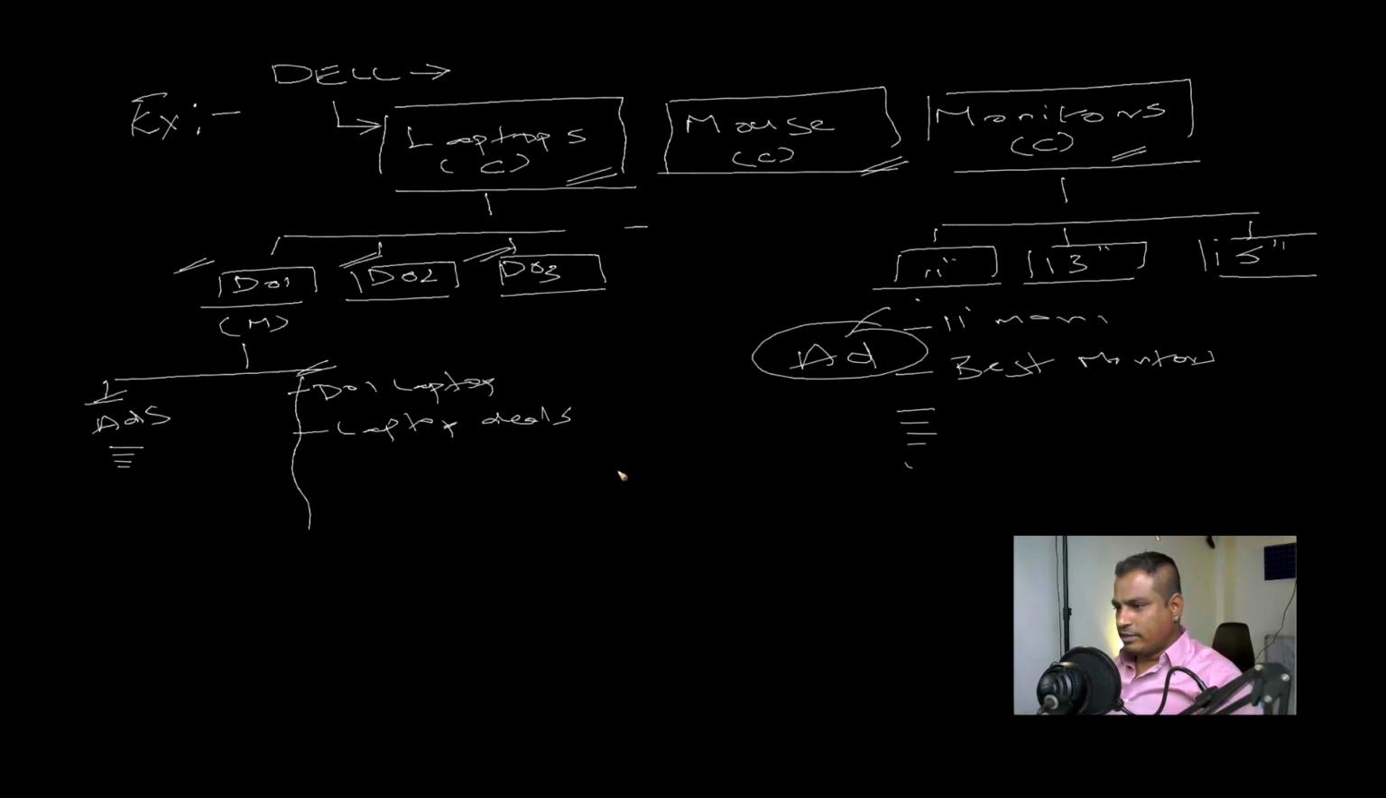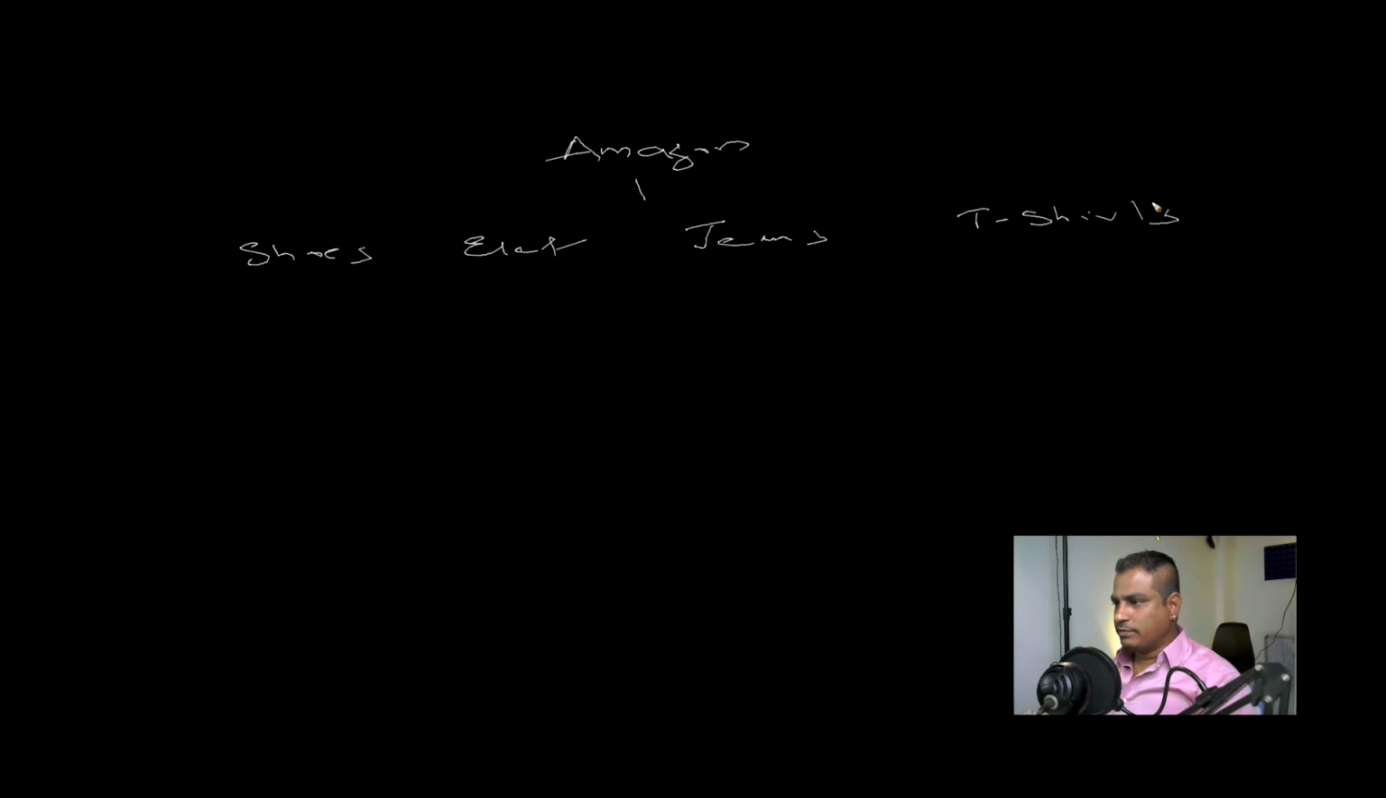Now, let's take another example for us to understand what I'm talking about. Let's say Amazon wants to advertise. Now, Amazon becomes your account. What do you think will be the campaigns? Campaigns can be things like shoes, let's say electronics. Then you can have, let's say, what else? You can have things like jeans, and then maybe something called t-shirts. Now, these become your campaigns.